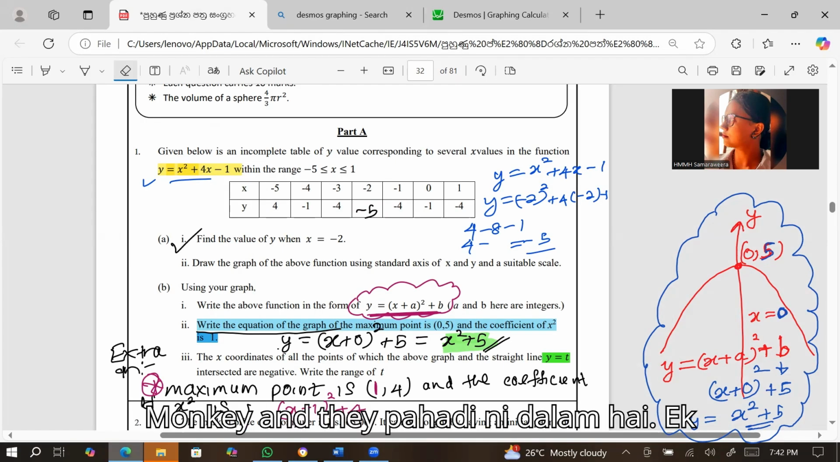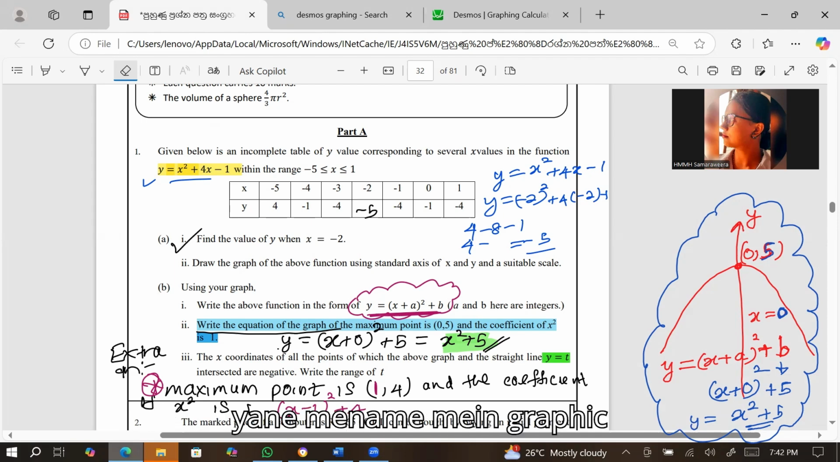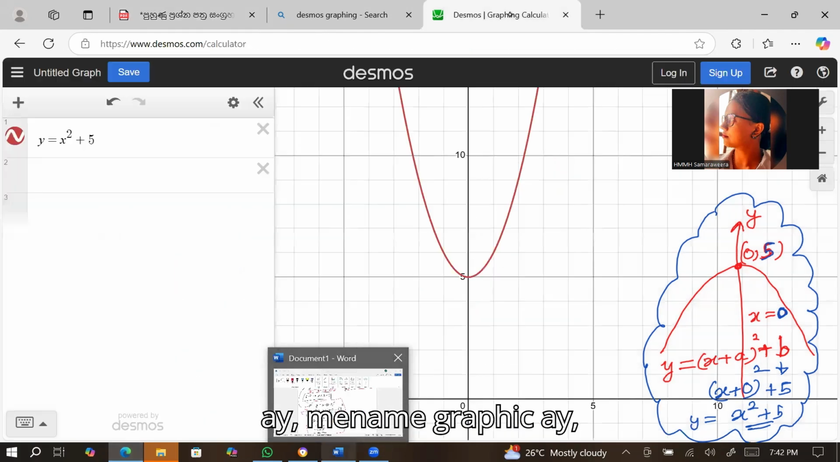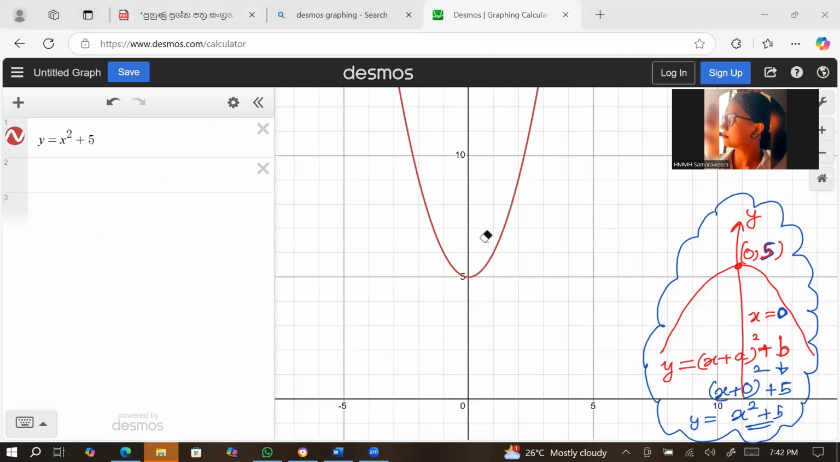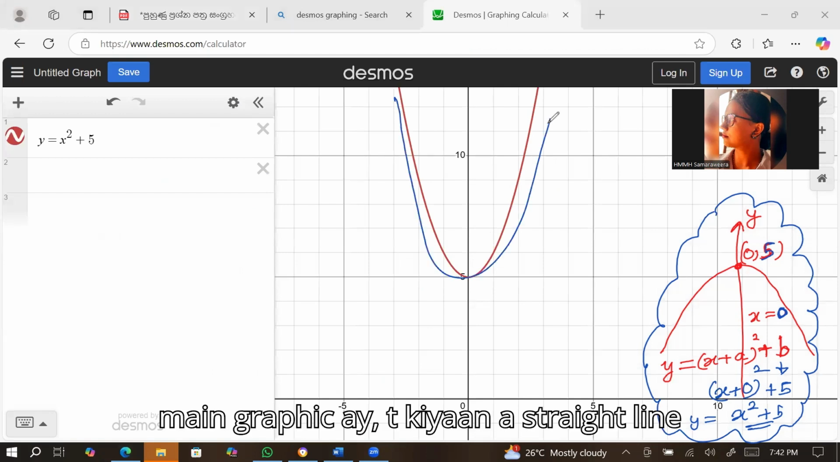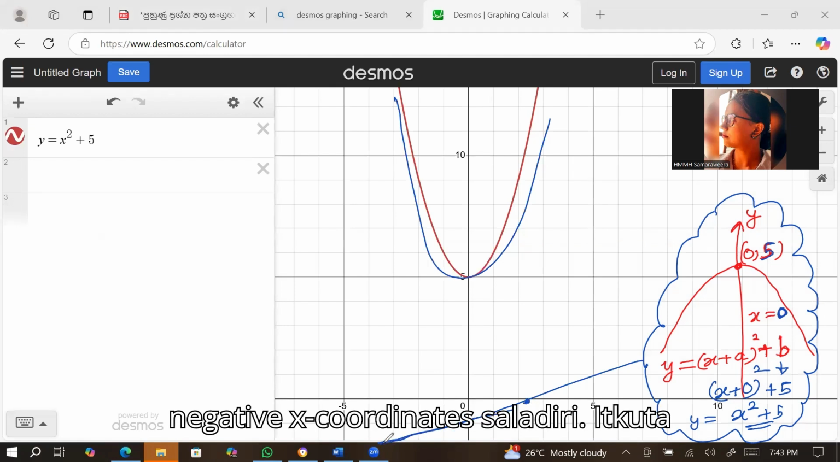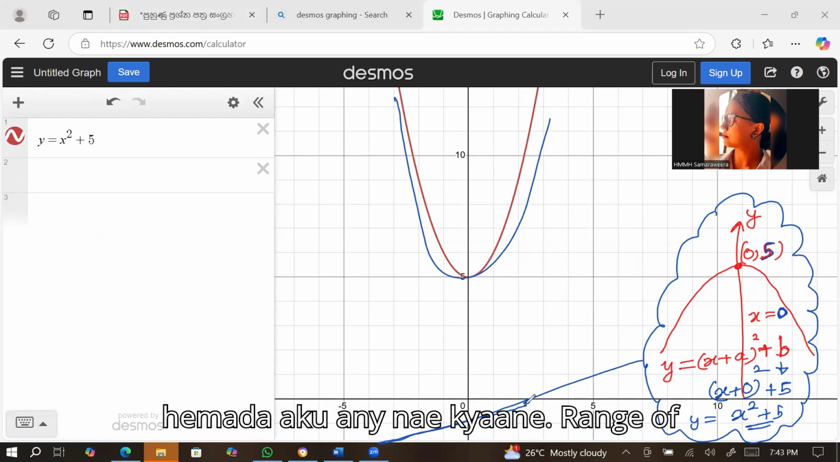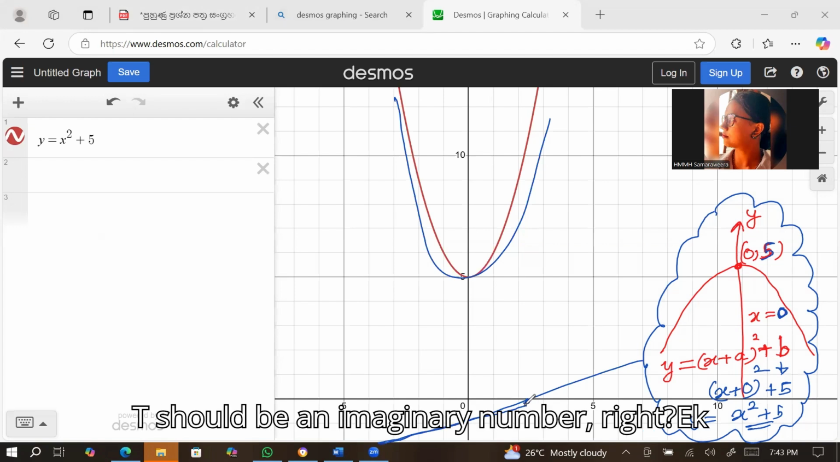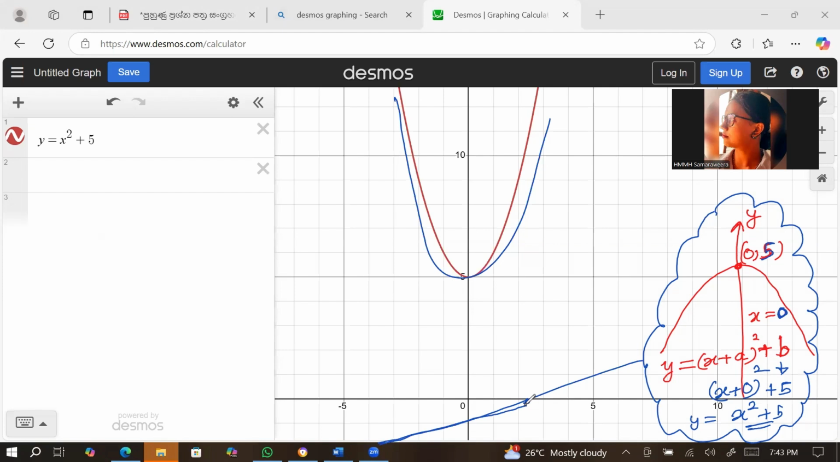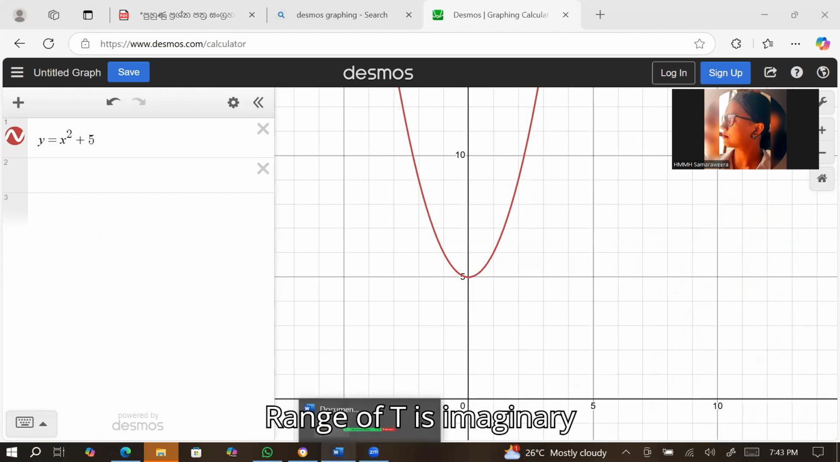Is what I'm saying clear, children? This graph and the straight line t intersect always at negative x coordinates. But that doesn't happen. So the range of t should be an imaginary number, right? That is the answer. Write it like this: range of t is imaginary.